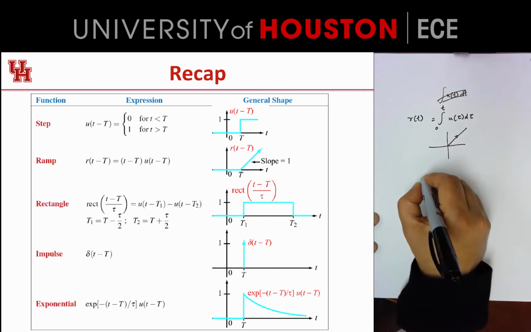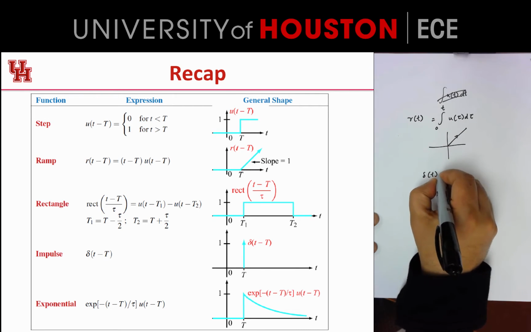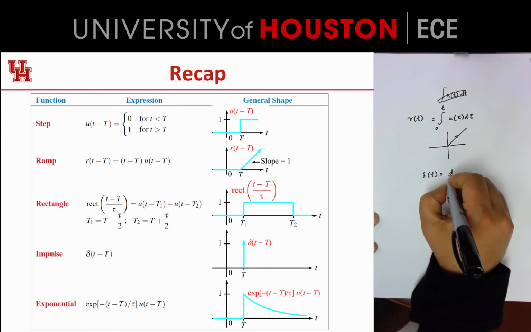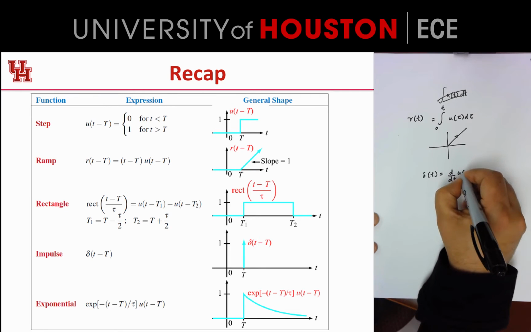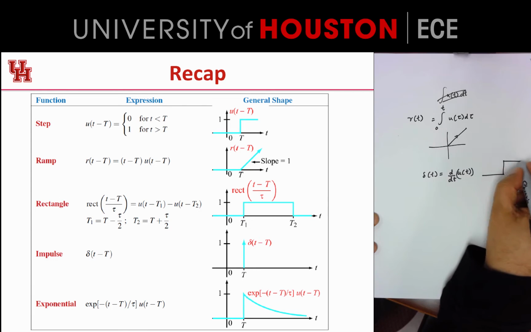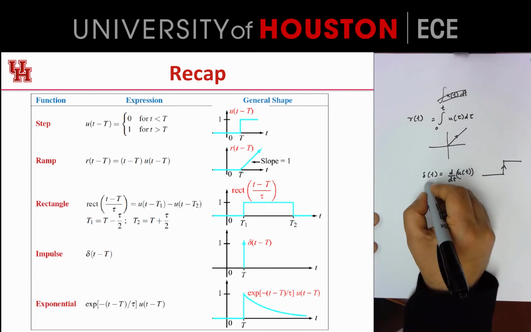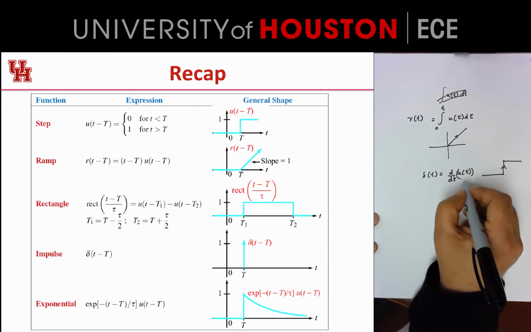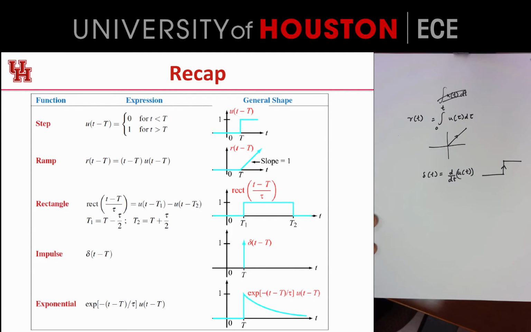Now, another thing is that the delta function can be derived from the unit step function by differentiating it. The unit step function is essentially going like this. The derivative at this point is infinity. So the delta function can be thought of as the derivative of the unit step function.